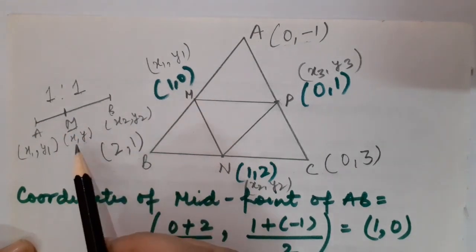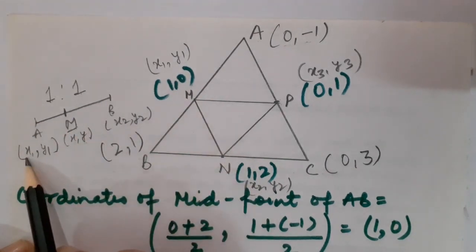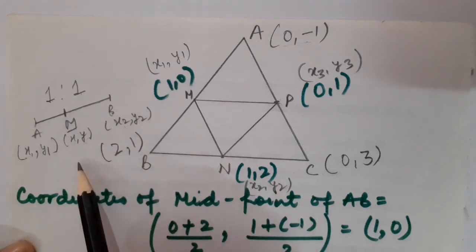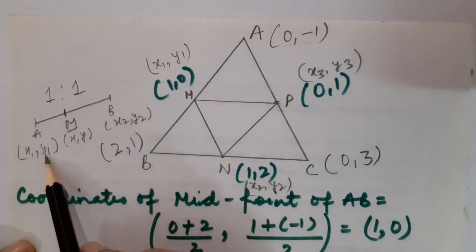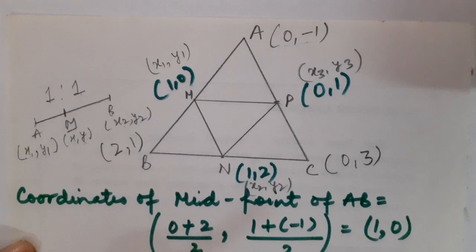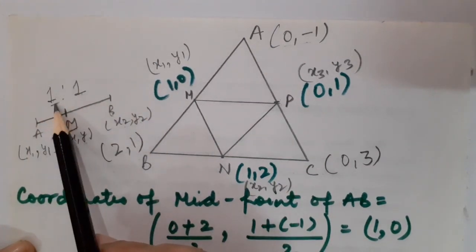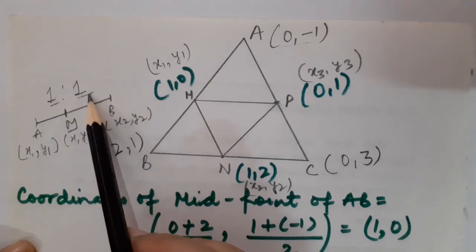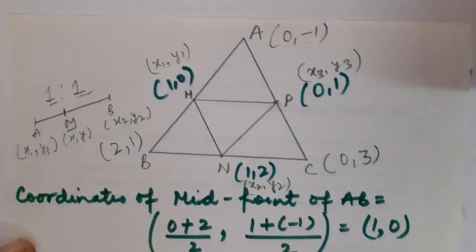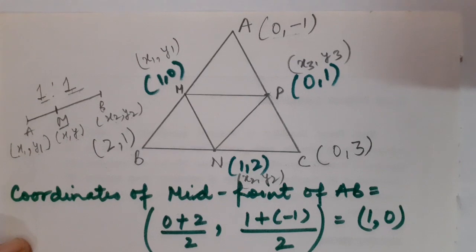Fine. So it would be x is equal to (x1 plus x2) divided by 2, y is equal to (y1 plus y2) divided by 2. Basically, in the section formula, children, I have inserted m1 is equal to 1 and m2 is equal to 1. Fine. So now let us apply the same strategy over here.